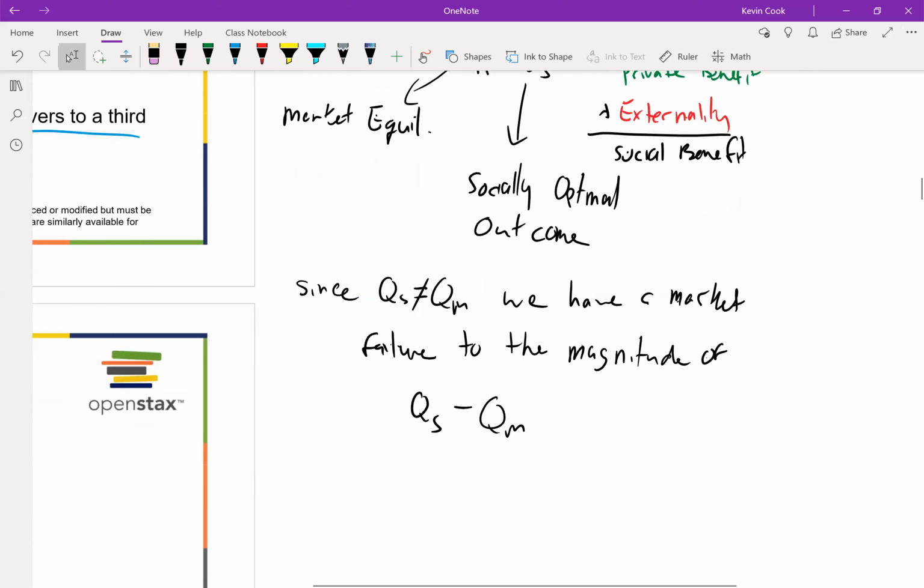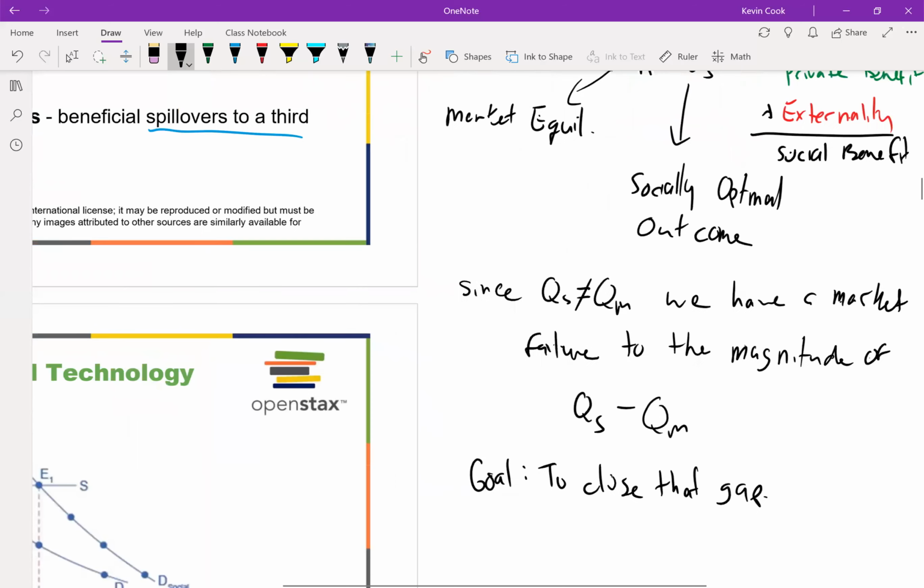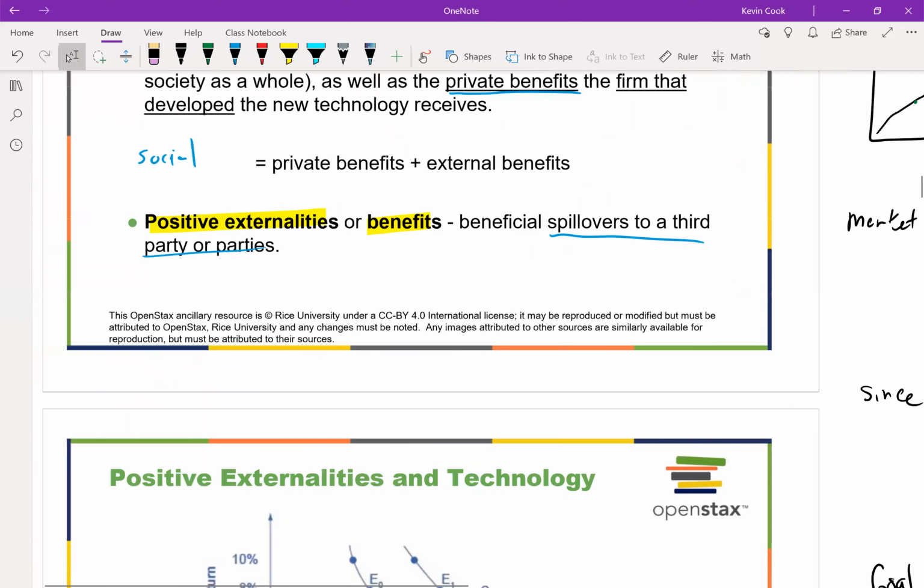And just like before, the overall goal in dealing with positive externalities is to close that gap. And what we'll see happen as we go through is, instead of punishing people, whereas before we had taxes, we said, oh, you have to clean up, now we want to find a way to incentivize people to produce more goods to help close that gap and bring those two together. So we have our positive externalities.